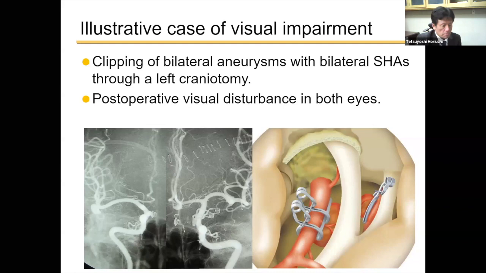Postoperatively, the patient complained of visual disturbance in both eyes. Detailed ophthalmological examination was not performed because of poor general condition. The visual symptom gradually improved and the patient was transferred to a rehabilitation hospital.